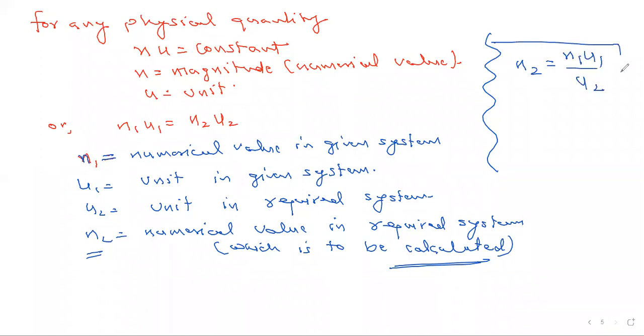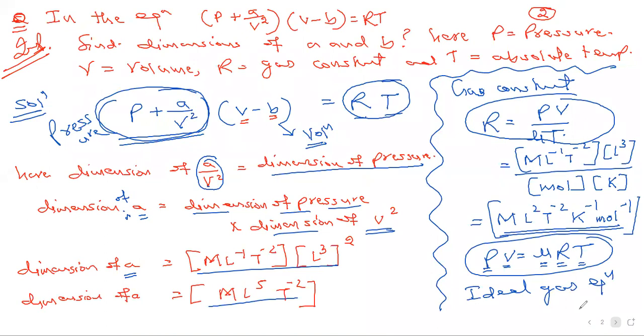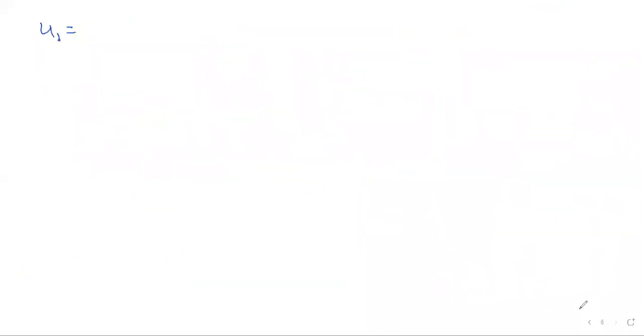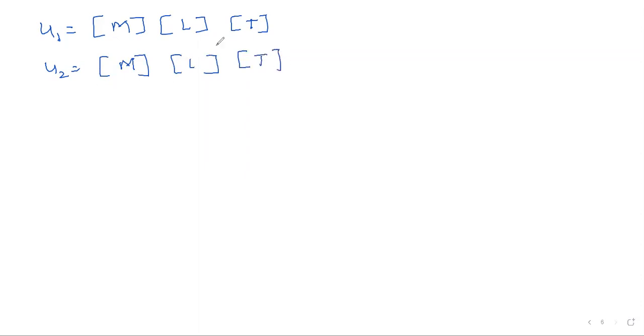I hope this is clear to all. Now, this unit U1: so far, in the fundamental quantities, I told you that the basic quantities are mass, length and time. So the units are of mass, length, time. Will these be the same for U1 and U2?